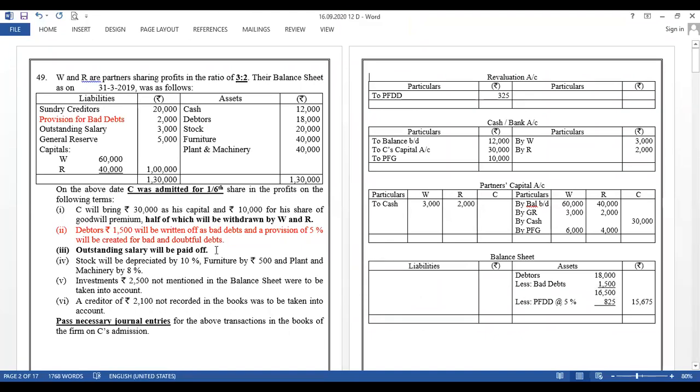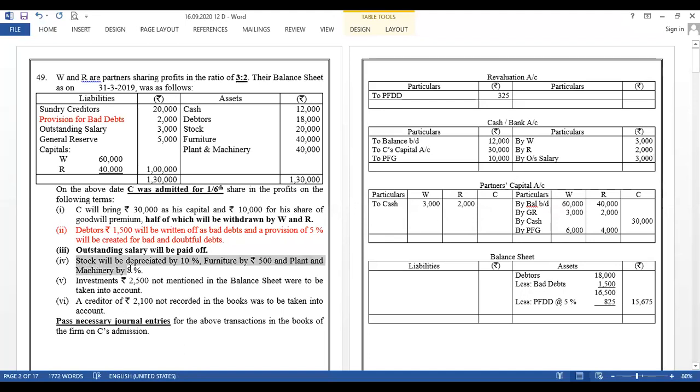The third adjustment is about salary. Outstanding salary will be paid off. Outstanding salary, we can see, appears in the balance sheet on the liability side. 3,000 has been paid. The simple journal entry for that is outstanding salary to bank, right? So salary has been paid, to bank account on the credit side. Let me write there, by outstanding salary, the amount paid, rupees 3,000, right? That's a very simple adjustment.